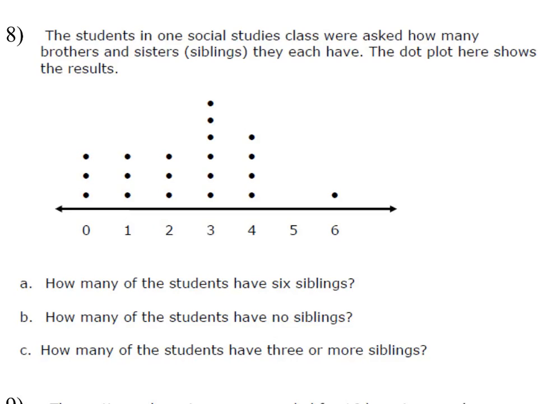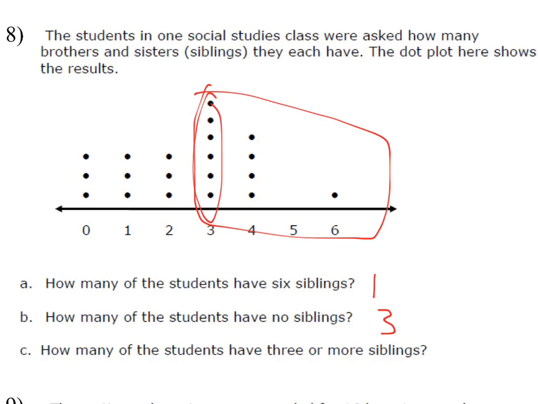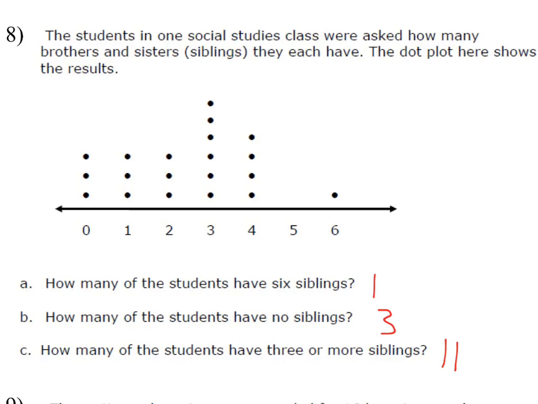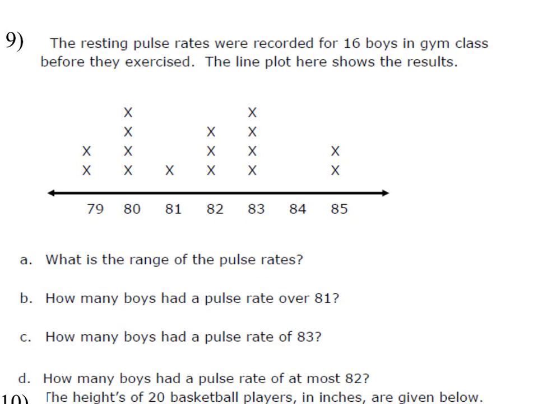This first one, we got students in social studies class asked how many brothers and sisters they have. The dot plot shows the results. How many students have 6 siblings? Well, you go to 6 and figure out how many dots that has. That's just 1. How many students have no siblings? Well, that'd be the ones that have 0 there. That's 3. And how many have 3 or more? That's this section. So that's 6 students there, and then 4, that's 10, plus the 1, that gives you 11. Well, that one's pretty quick.